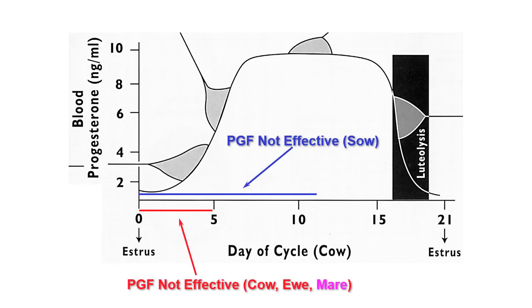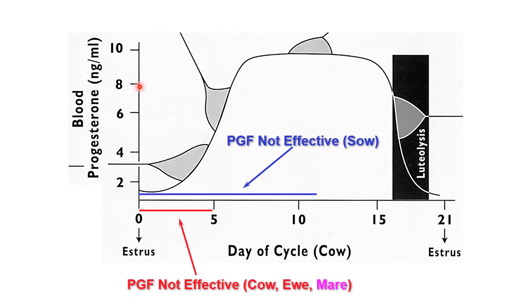This diagram shows the effect of prostaglandin on the CL relative to the number of days of the estrous cycle in the cow, the ewe, and the mare. Of course, for these animals, the estrous cycle is 21 days, and day 0 here represents the day of estrus. The y-axis represents the progesterone levels in nanograms per ml.